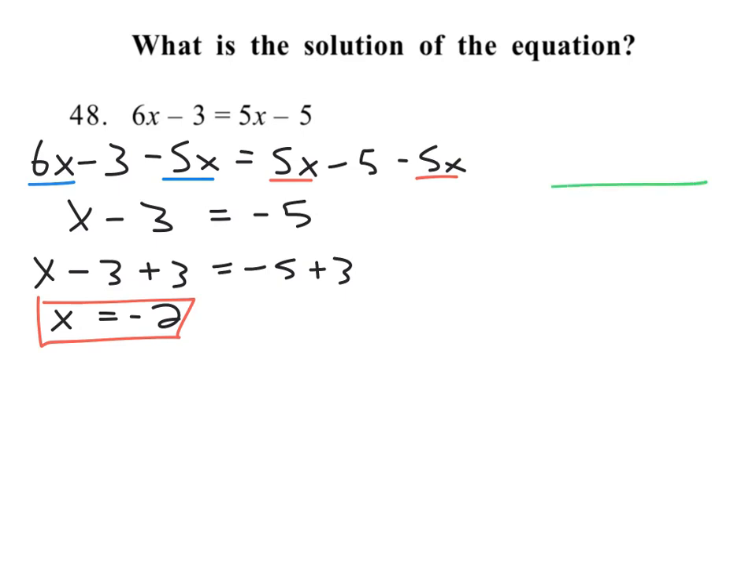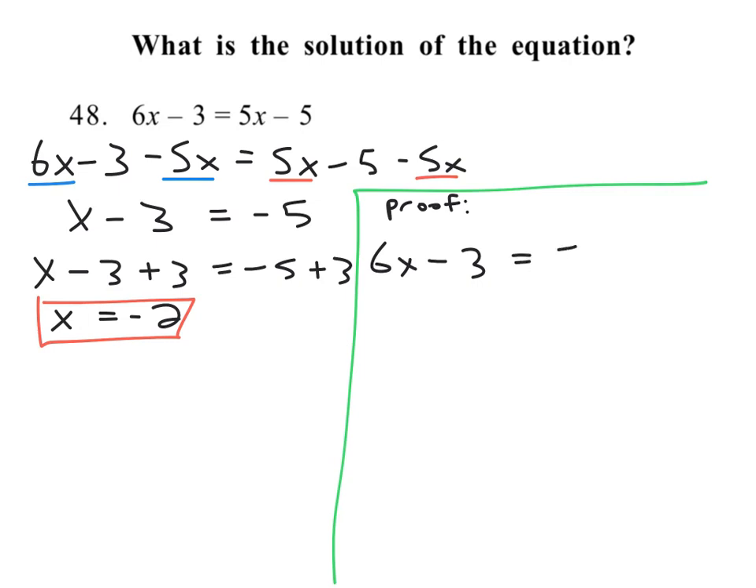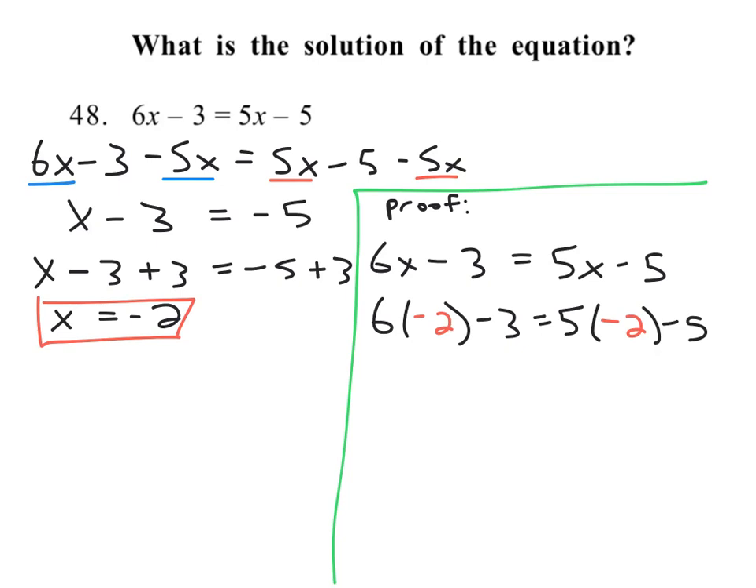So I'm going to just box out an area over here that we can do a proof on. And I will write proof. And then we take 6x minus 3 equals 5x minus 5. And then 6 times (negative 2) minus 3 equals 5 times (negative 2) minus 5.